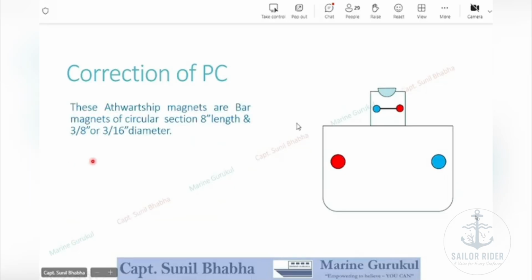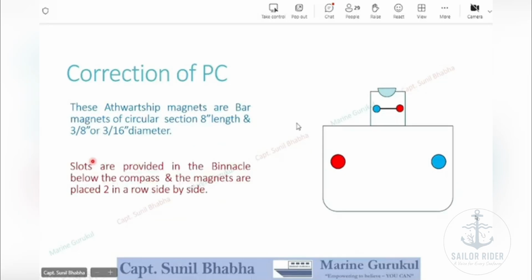The magnets which are used for correction are exactly similar to the ones which were used for correcting permanent B. So these Athwartship magnets are magnets of circular cross section which are 8 inches long and having 3 by 8 inch or 3 by 16 inch diameters. Two thicknesses are usually provided by the compass makers. In case a powerful magnet is required, we will use the 3 by 8 inch configuration, and in case we need a not very powerful magnet, a 3 by 16 inch diameter magnet can be used.